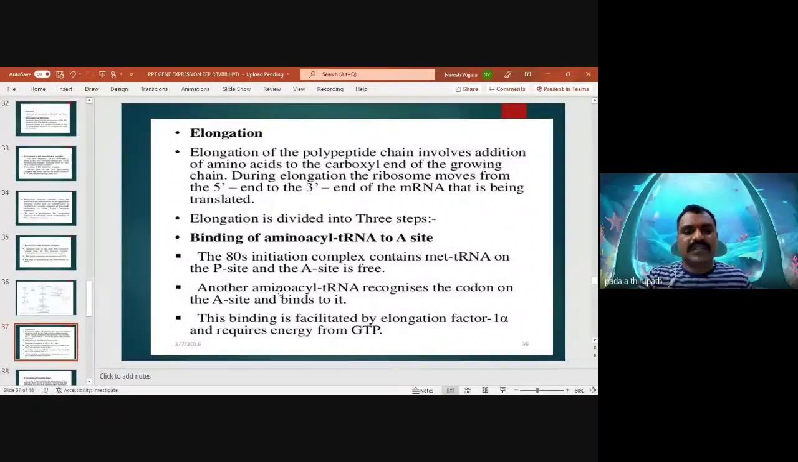Then another aminoacyl tRNA recognizes the codon on the A site and binds to it. The binding is facilitated by elongation factor 1 alpha. So this binding is facilitated by which factor? Elongation factor 1 alpha, and it requires energy from guanosine triphosphate, GTP. Is it clear?